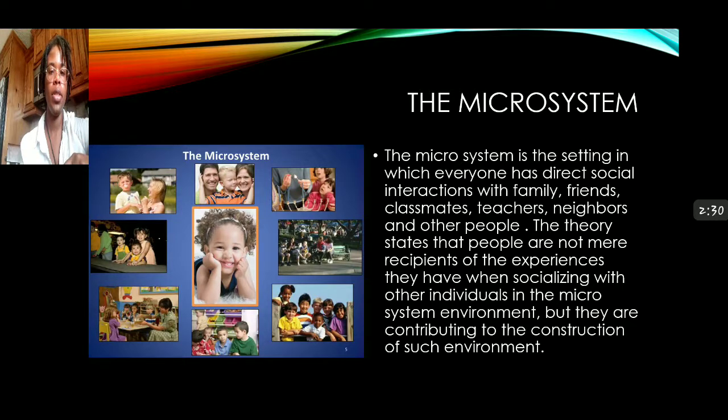The microsystem. The microsystem is the setting in which everyone has direct social interactions with family, friends, classmates, teachers, neighbors, and other people. The theory states that people are not mere recipients of the experiences they have when socializing with other individuals in the microsystem environment, but they are contributing to the construction of that environment.